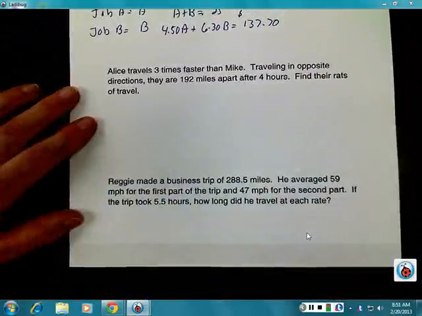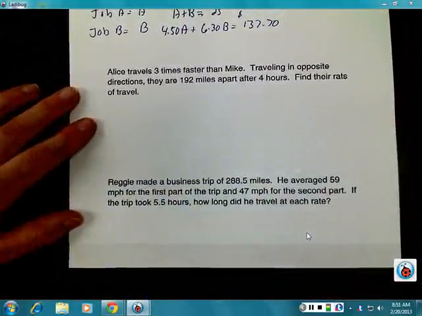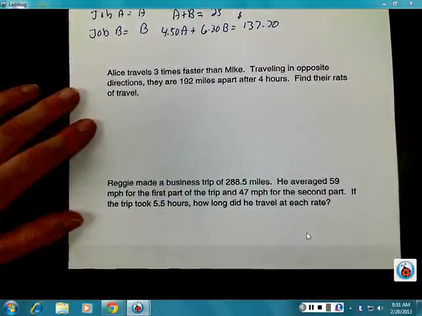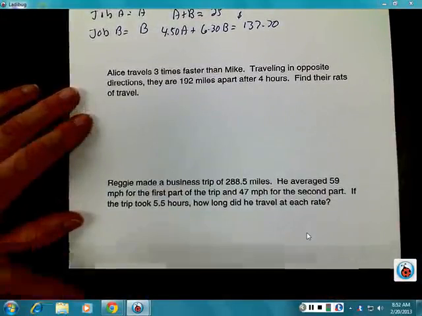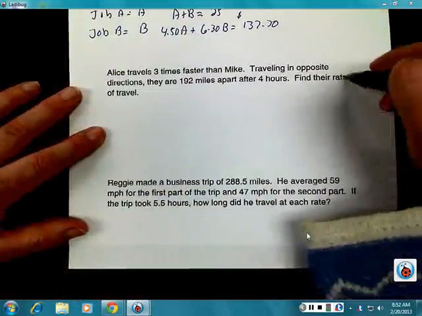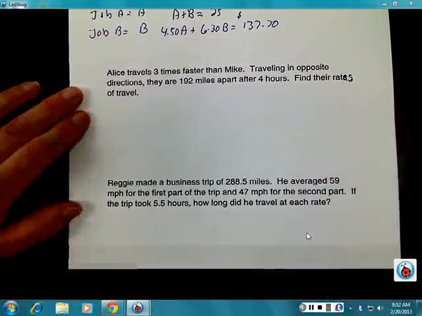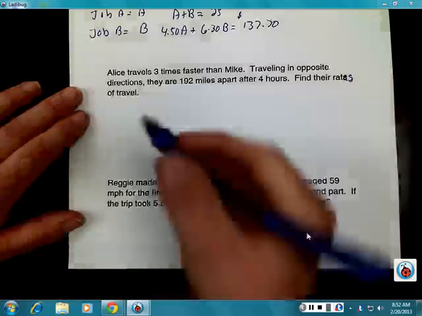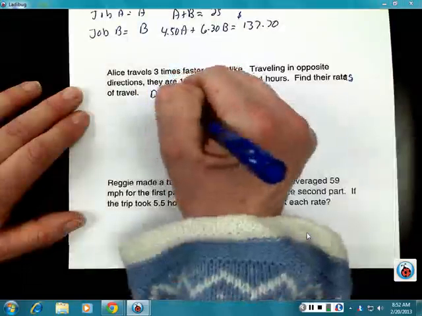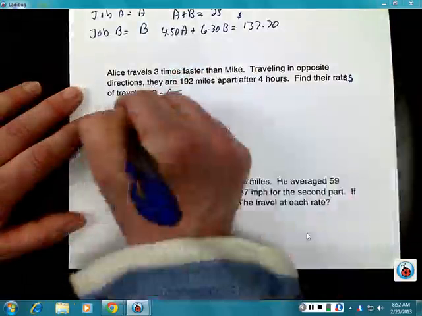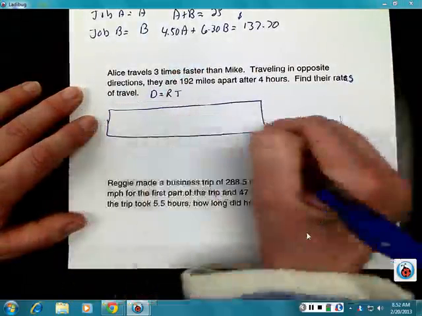Let's go to Alice. Alice travels 3 times faster than Mike. Traveling in opposite directions, they are 192 miles apart after 4 hours. Find their rates of travel. What kind of problem is this one? Distance rate. Yeah, distance equals rate times time. So we need that little charted piece of information.